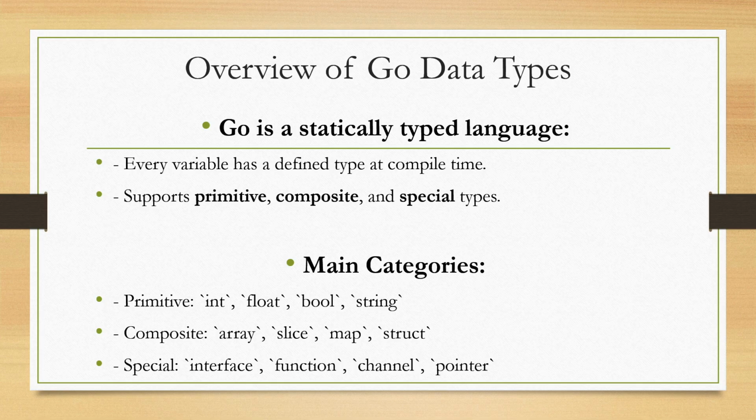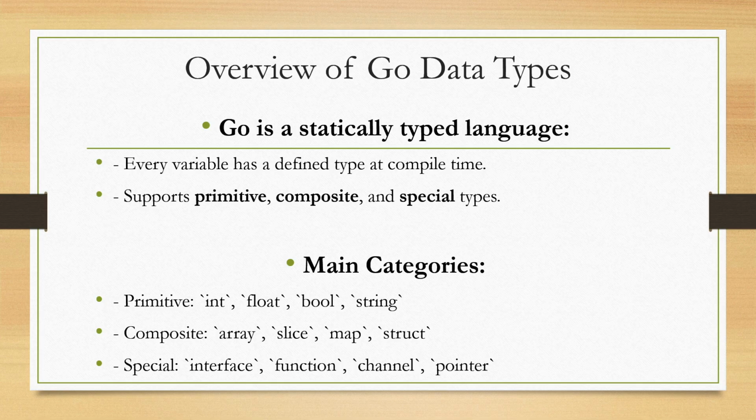Now Go has types grouped into three main categories. First, we have primitive types. These are the most basic ones, like integer for whole numbers, float for decimal numbers, boolean for true or false, and string for text like names, city names, and anything in quotation marks.